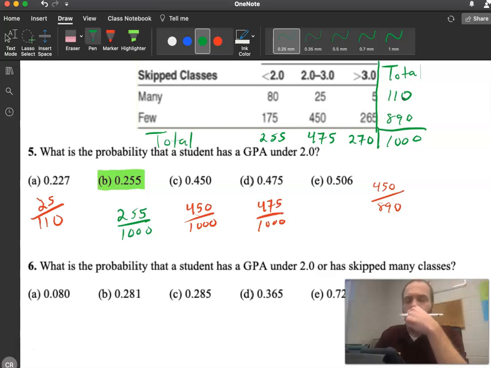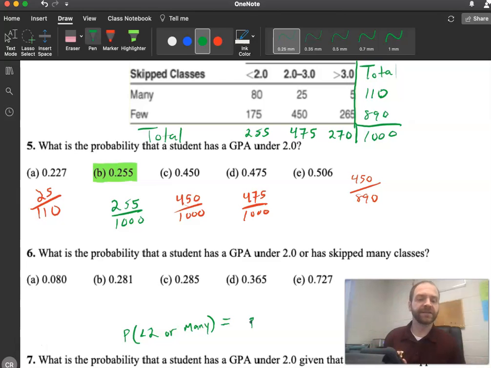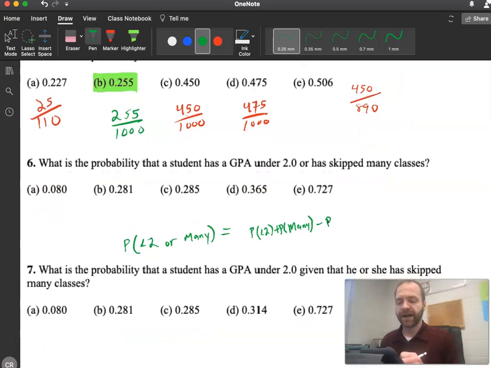All right, so under 2, let's write down what this problem is actually having us find. The probability of less than 2 or many classes. So that's going to be the probability of less than 2 plus the probability of many. But the question you have to ask yourself is, is there an overlap? Do I need to subtract the probability of less than 2 and many? And the answer to that question is yes, I do.